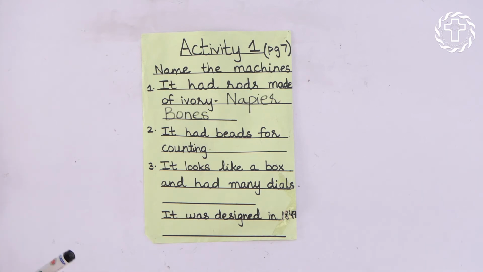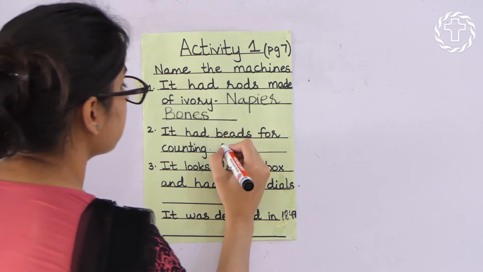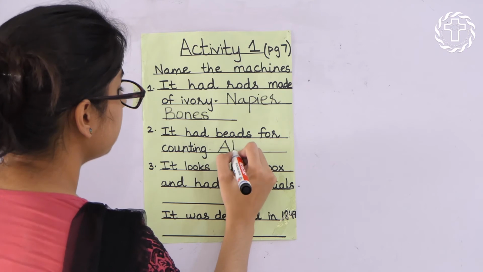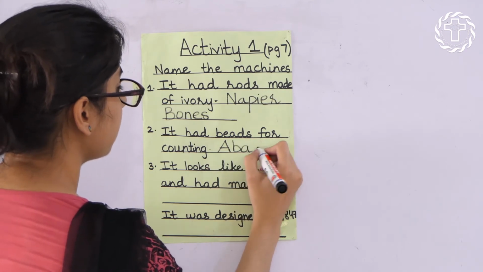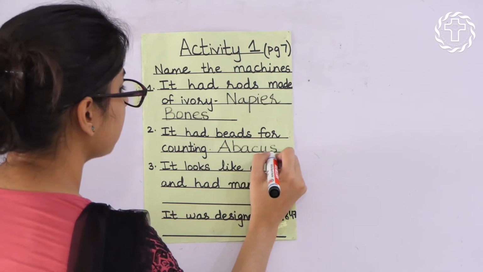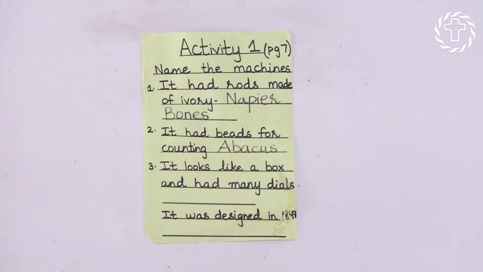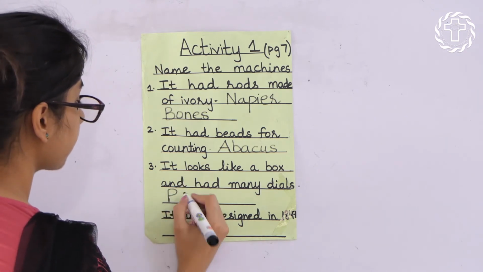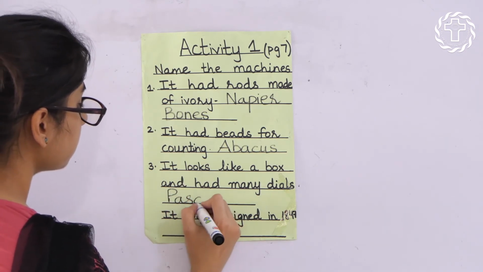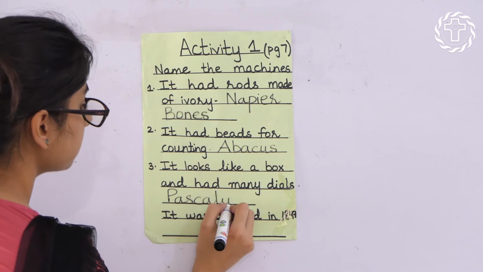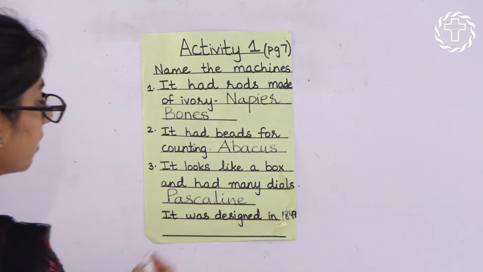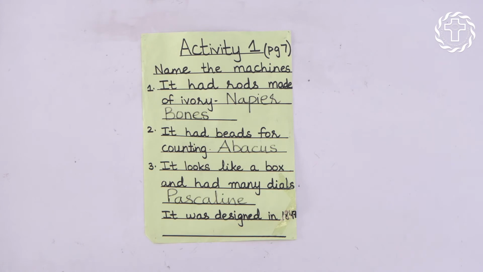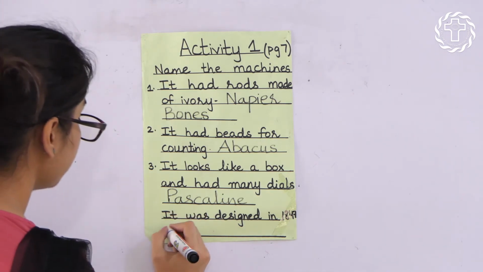It had beads for counting. Abacus. It looks like a box and had many dials. Pascaline. It was designed in 1847. Analytical engine.